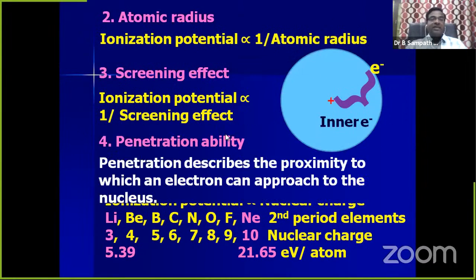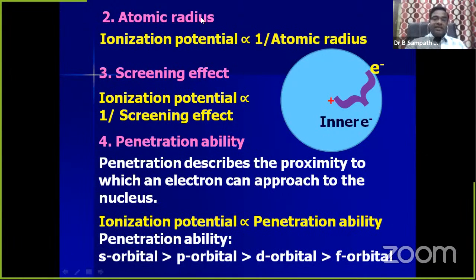Okay, children. Let us see the next one. Atomic radius. The ionization potential depends upon the atomic radius. It is inversely proportional to the atomic radius. Means if the atomic radius is more, the ionization potential is less. If atomic radius is less, the ionization potential is more. Why, children? Actually, what is ionization potential? Ionization potential is nothing but removing of electron from valence orbit.